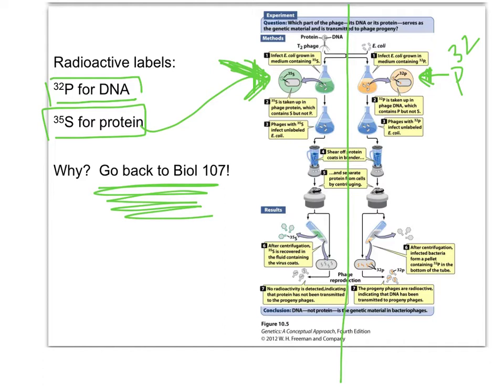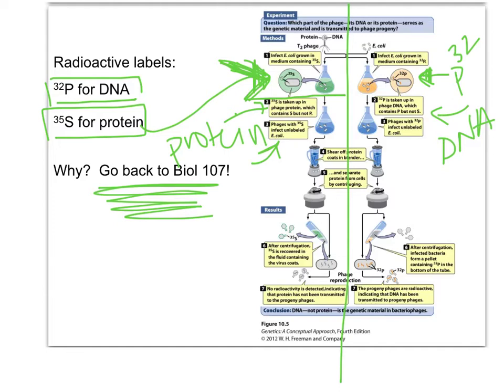Okay, so on this side there's only S35, there's no P32, and so the phage should all take up S35 in their proteins. Okay, at that point we infect E. coli, or a bacteria, right? The bacteriophage is a virus that infects E. coli, gets inside. Okay, and on this side we do the same thing, but we're using P32, so now all the DNA on this side should be labeled. All the protein on this side should be labeled. Right? Again, we infect bacteria with this guy.